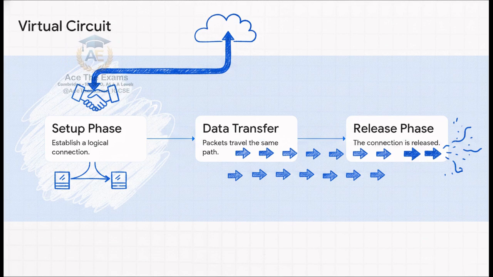You need to mimic a dedicated circuit while using packets. Phase 1, the setup phase, to establish the logical connection. Phase 2, the data transfer phase, where packets travel the exact same path in order. Phase 3, the connection release phase, to free up the network resources. If you just wrote "it sends data," you're pulling a SAM. You need these exact 3 steps for full marks.